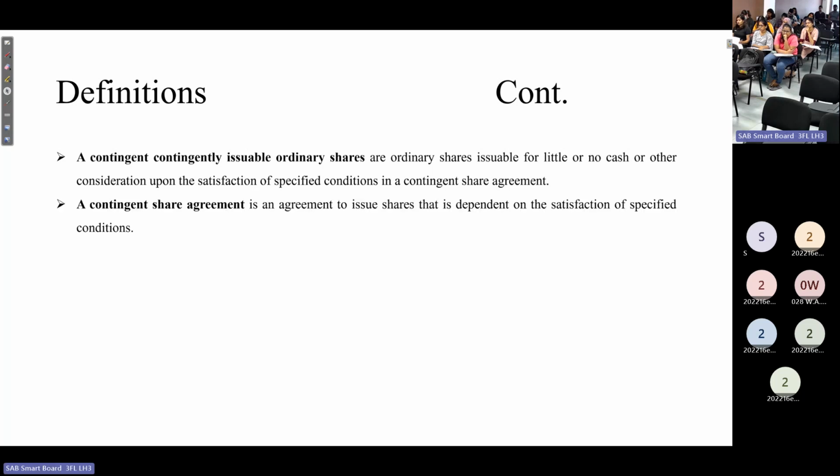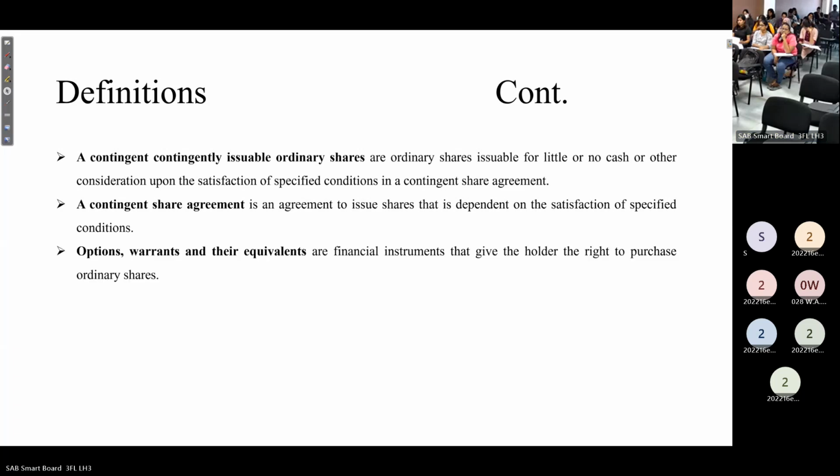Contingent share agreement. A contingent share agreement is an agreement to issue shares that is dependent on the satisfaction of specified conditions. Because there can be an agreement to issue ordinary shares with the satisfaction of some conditions. There should be an agreement. That agreement is here. Options, warrants, and their equivalents. Options can be share options, share warrants.